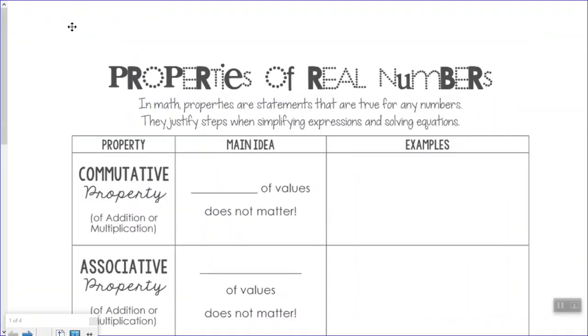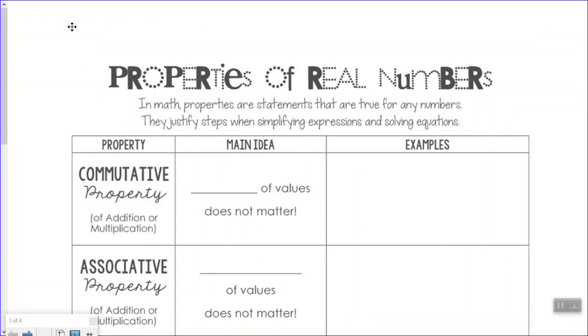In this video, we are going to go over properties of real numbers. In math, properties are statements that are true for any numbers. They justify steps when simplifying expressions and solving equations. So the first property we are going to go over is commutative property.